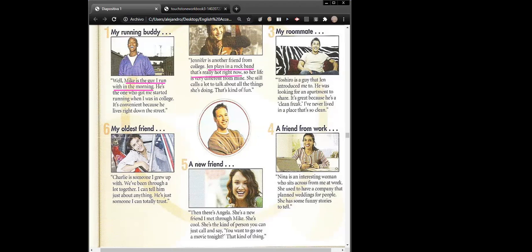Number 3. I think it's Toshiro is a guy that Jen introduced me to. Excellent, very good. What about number 4? Number four is for example.